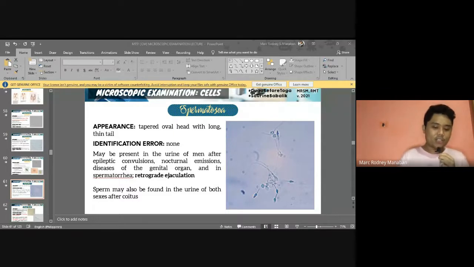So, the normal appearance of sperm: a tapered, oval head and a tail. And we have a separate discussion on seminal fluid analysis after CSF.